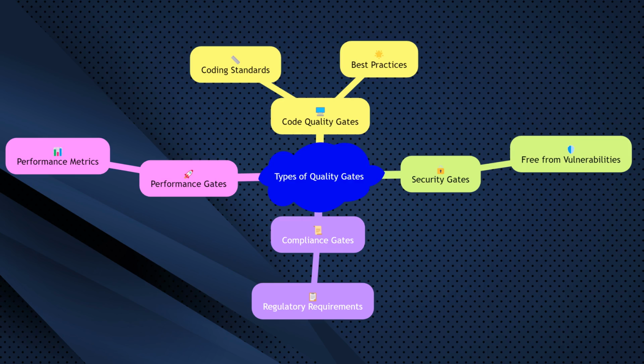There are various types of quality gates, each serving a different purpose. Some common types include code quality gates, security gates, compliance gates, and performance gates. Code quality gates check for coding standards and best practices. Security gates ensure that the code is free from vulnerabilities. Compliance gates verify adherence to regulatory requirements, and performance gates assess the application's performance metrics.